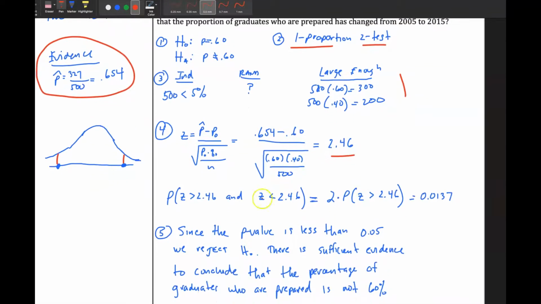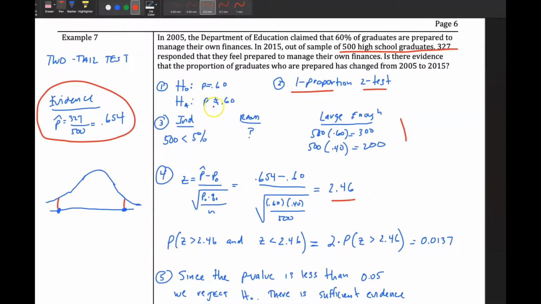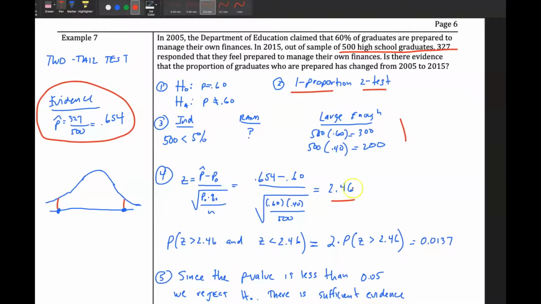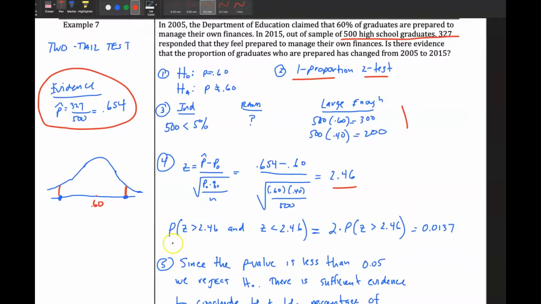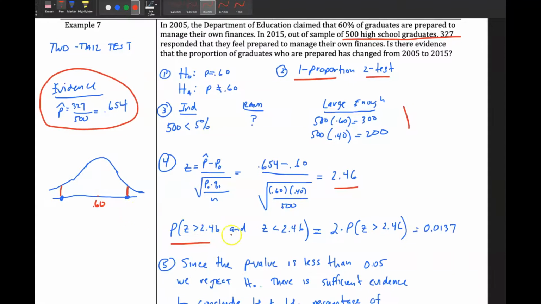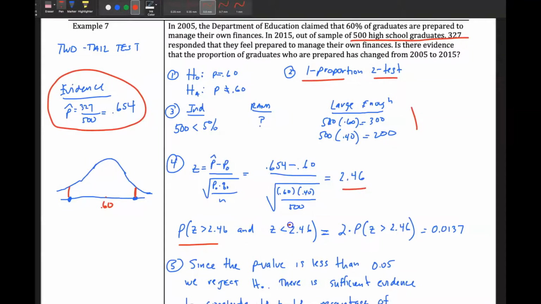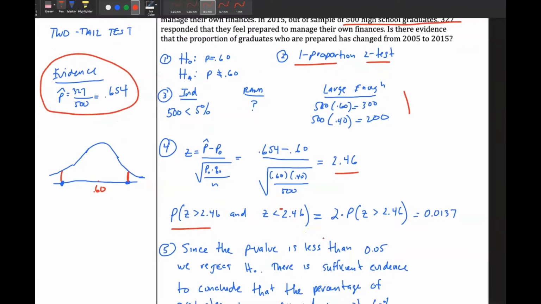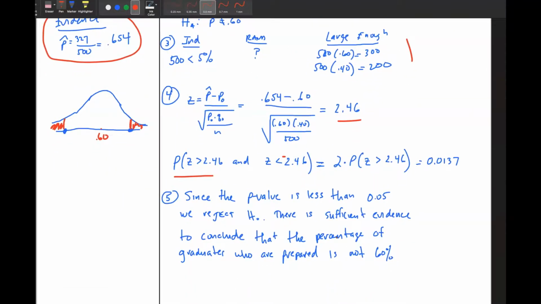We get 2.46. Now in this case, since we're doing a no difference, that p is not equal, we're just saying it's either greater than or less than 0.60, we call this a two-tailed test. Here's 0.60. And so in this case, we're calculating the probability that z is greater than 2.46, our z value, and that it's less than negative 2.46. So it's a two-tailed test. Again, what's the probability that it's greater than or less than 0.60? That's all we're checking here, and you get a value of 0.0137.